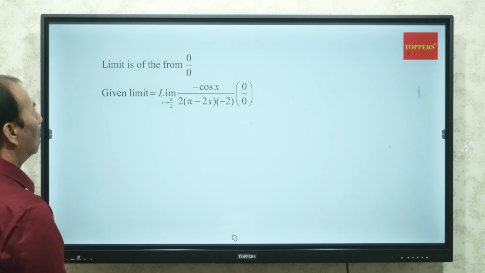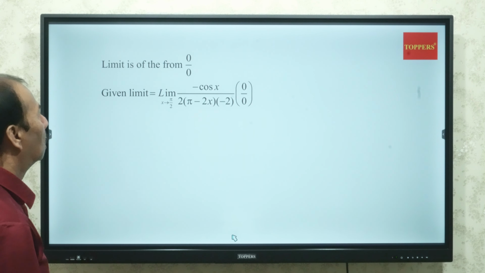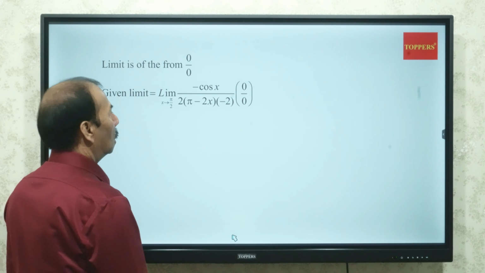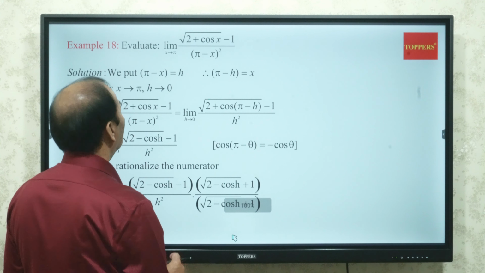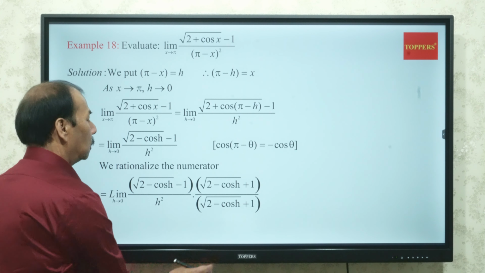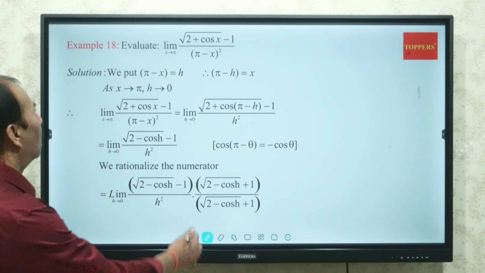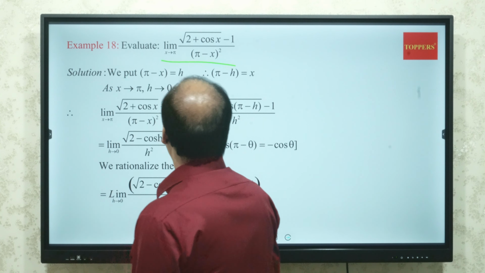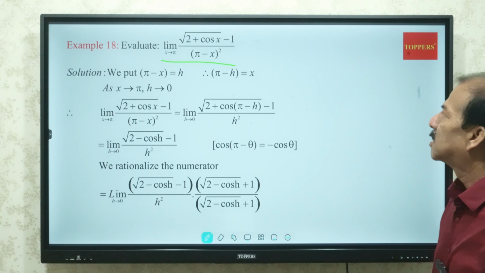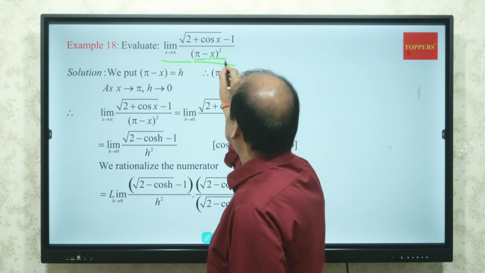Now see the next question. Here again we have the numerator in irrational form, so we will try to simplify that. This is limit x tends to pi, square root of 2 plus cos x minus 1, upon pi minus x whole square. See here, already this gives us a clue. This is pi minus x.